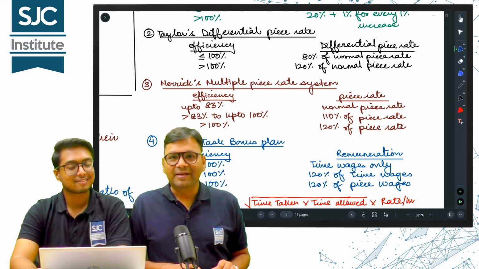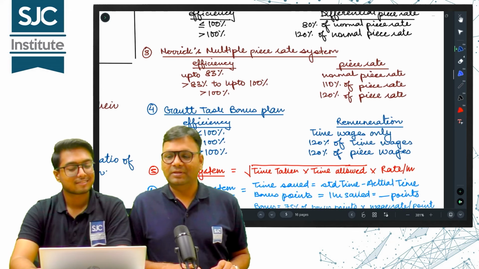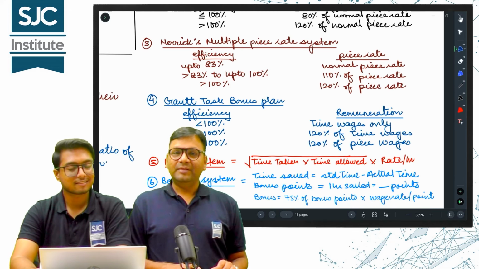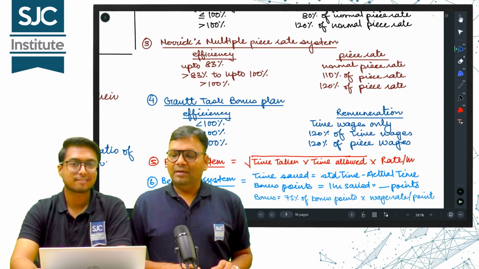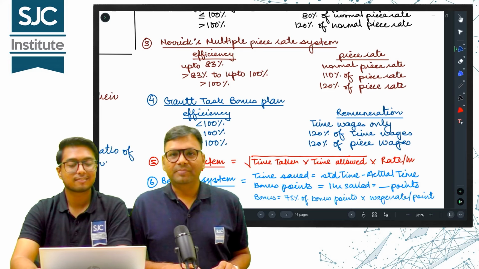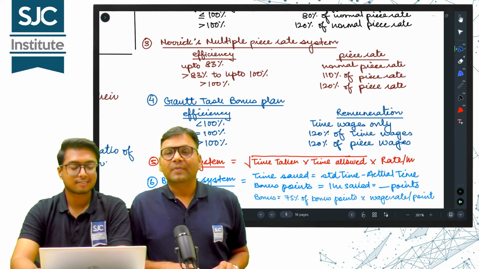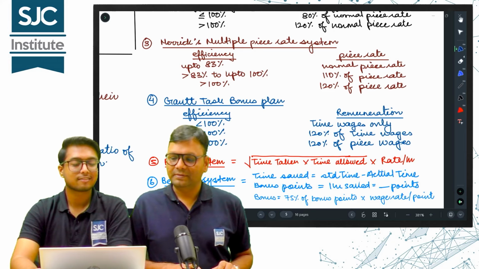So that's why Merrick's multiple piece rate system was discovered, which said, let's be some considerate to our workers. So we have up to 83% efficiency giving the normal piece rate, and if the workers are achieving up to 100% from 83%, then 10% extra on the piece rate, and if the workers are going more than 100%, then 20% extra on the piece rate as bonus.